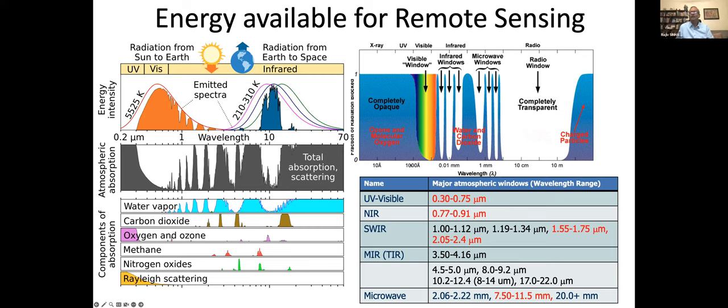You can see that we have lots of wavelengths available within the visible and infrared range, which can be used for remote sensing. You have the ultraviolet visible range, 0.3 to 0.75, near infrared range from 0.77 to 0.91, and then the shortwave infrared range, middle infrared range, and microwave range as well. These are the major atmospheric windows where the energy emitted from the Earth is available for remote sensing. Then you can divide the entire range into specific bands, and design your sensors accordingly. That's the most fundamental point you should know about remote sensing data sets.